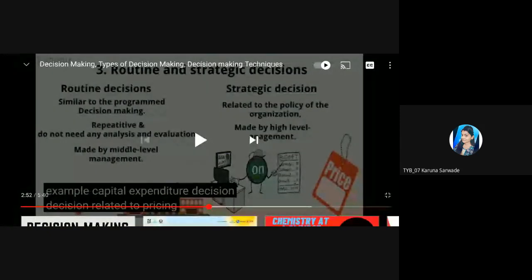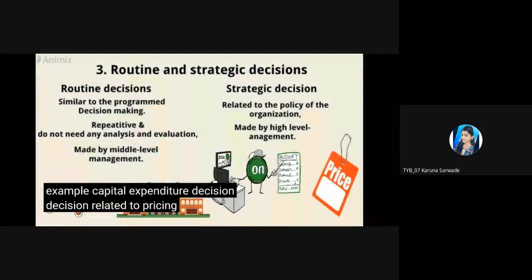Okay, so now you can see there is a third type, routine and strategic decision. This routine decision is similar to program decision, meaning the decision has already been made at the organization level, and it is repetitive throughout your operations and analysis. There is no need for any checking or evaluation, so it can be done by the middle level manager also.